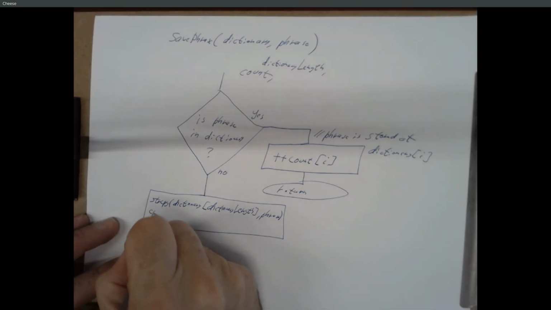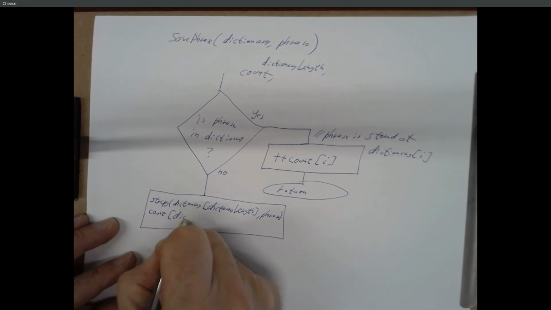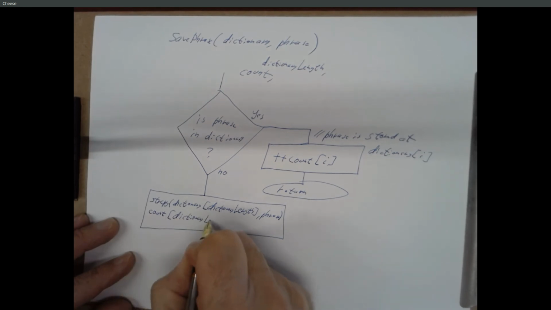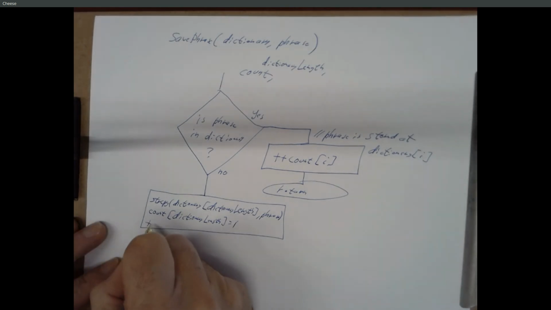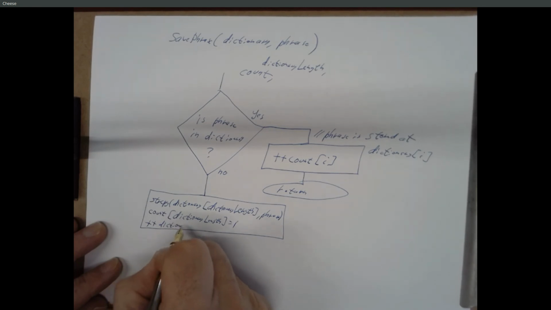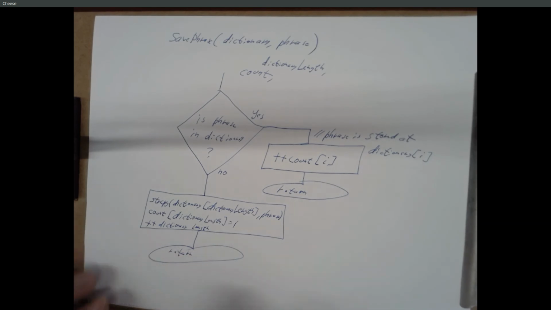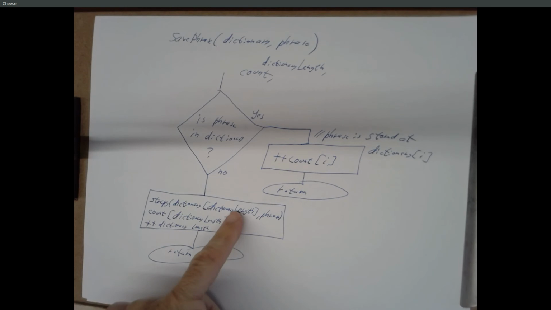And then count[dictionary length]. Set that to 1 to say we've seen this phrase 1 time. And then increment dictionary length. And then return. So copy the phrase into dictionary[dictionary length]. Copy the new count, which is 1, into count[dictionary length]. And then increment dictionary length. That stores a new phrase into the dictionary.